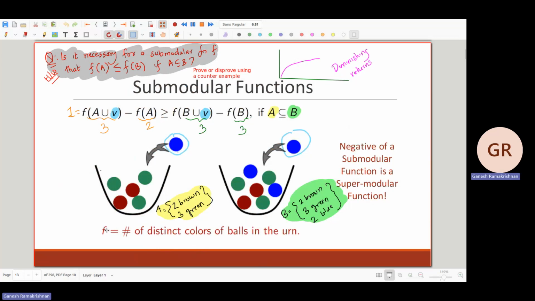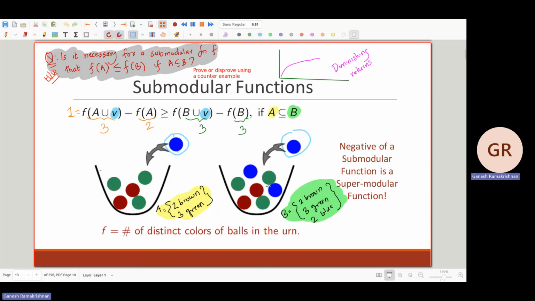So if I look at the value of function f after I add V to the set A, it is basically 3: blue, green, and red. But if I look at the function value on A itself, it has 2 brown and 3 green. The number of distinct colors of balls is just 2, right? So this is 2, though A itself has 5 balls, right? So the difference of F of A union V and F of A is exactly 1. That's the left hand side.